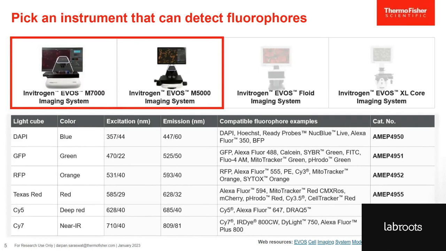Before starting your multiplex immunohistochemistry experiment, it's very important to know the imaging platform and the quantification techniques that you are going to use. If you are doing a fourplex assay, you can use the Invitrogen EVOS M7000 or EVOS M5000, and you can use red, blue, green, and far red or near infrared fluorophores on our EVOS M5000 and EVOS M7000 scopes.